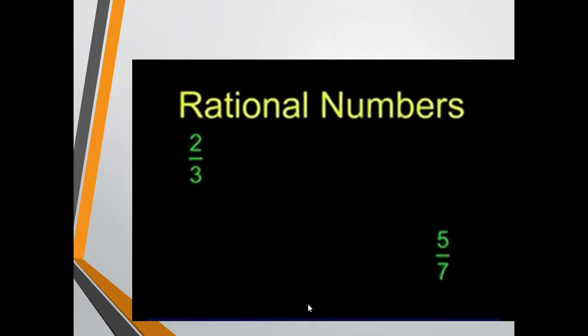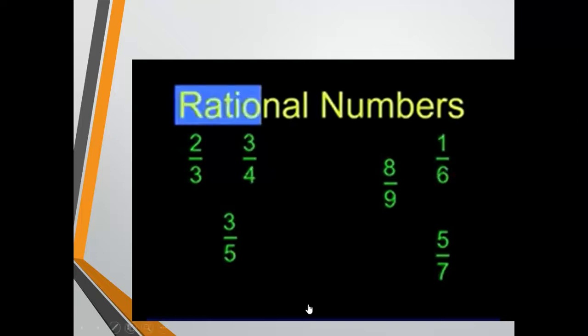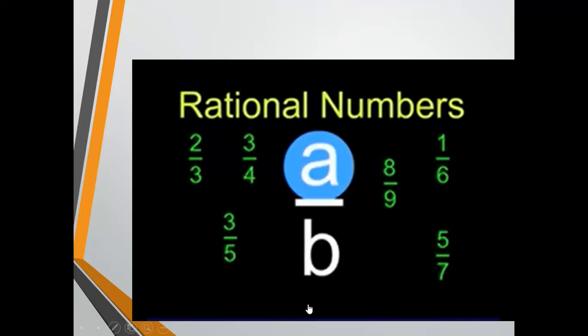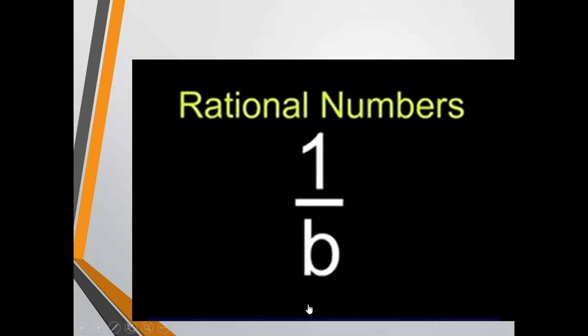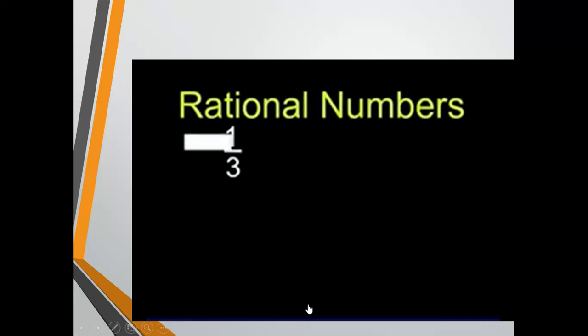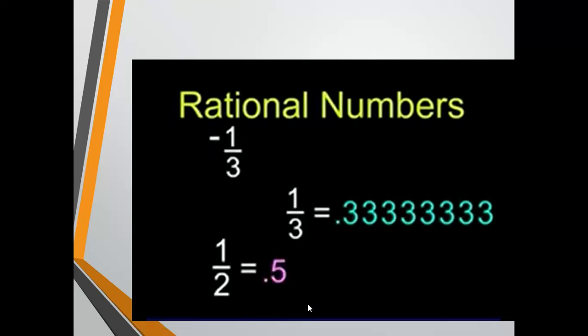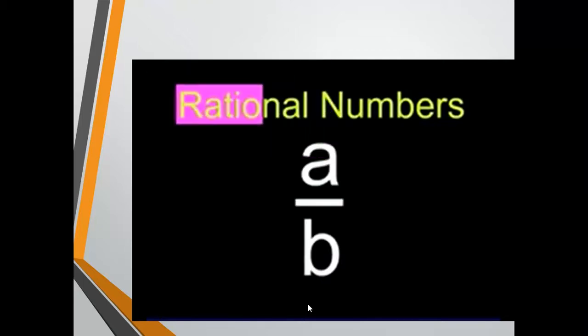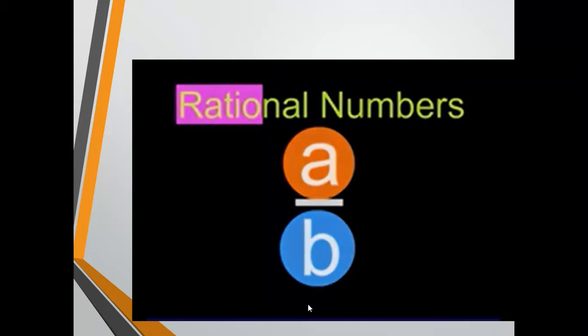Next on our list are rational numbers. Rational numbers are any numbers that can be written as a ratio. This means we can write it in the form A over B. A can be any number, and B can be any number. They include negative numbers, repeating decimals, and terminating decimals. These can all be written as a ratio of one number over another number.